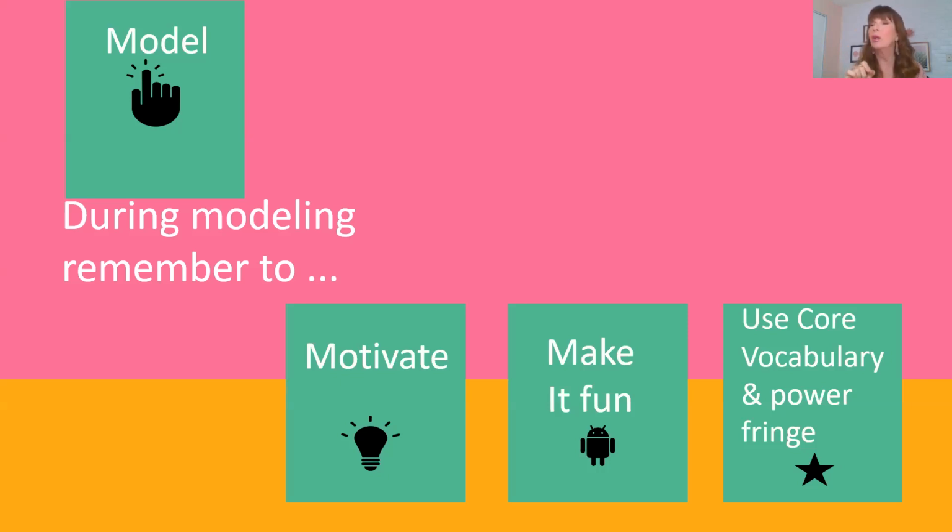And then the power fringe are words that are very specific to the child and important as well. They need to learn those so they can express that they want to go maybe to their favorite park, play with their favorite toy, or see their favorite person. So they will need the words for that as well.